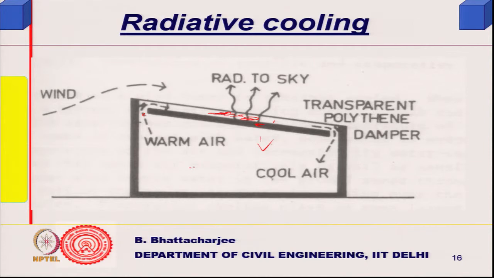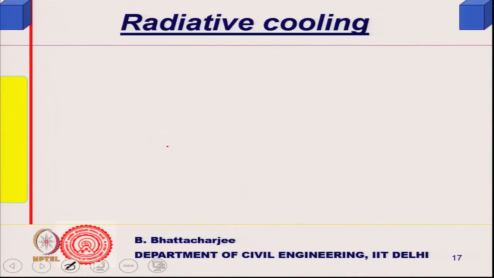Warm air from the room can come in the night, and then cool air from this one, because at night this will radiate to the sky and cool down. The air here will be cooler, and then this circulation can cool the room in the night easily. So radiative cooling is possible.